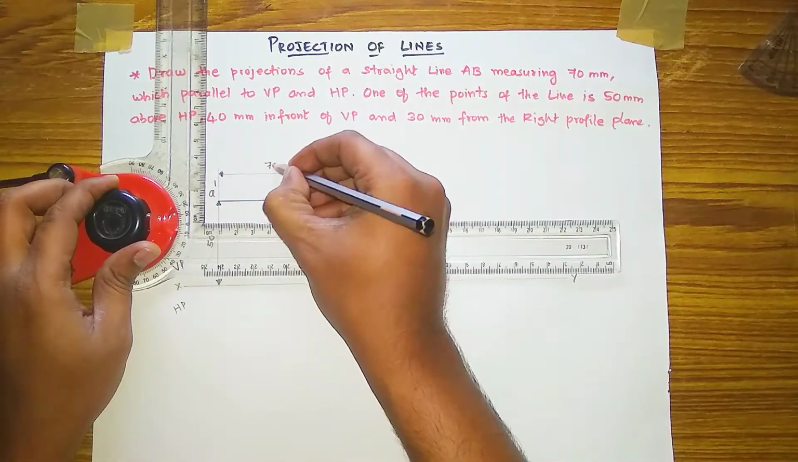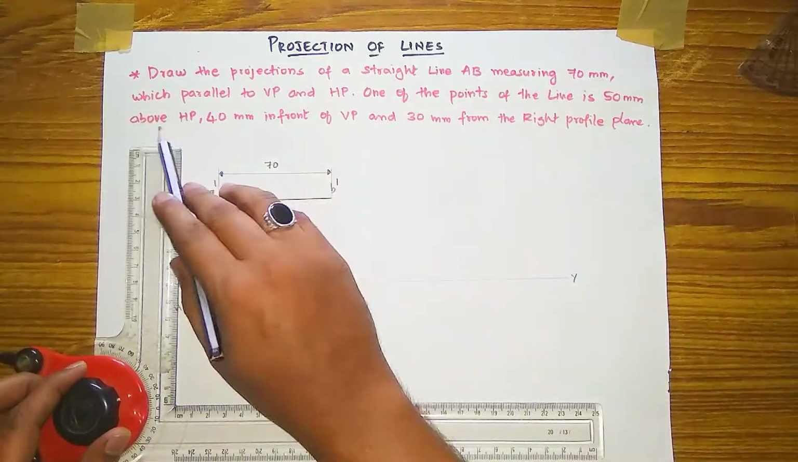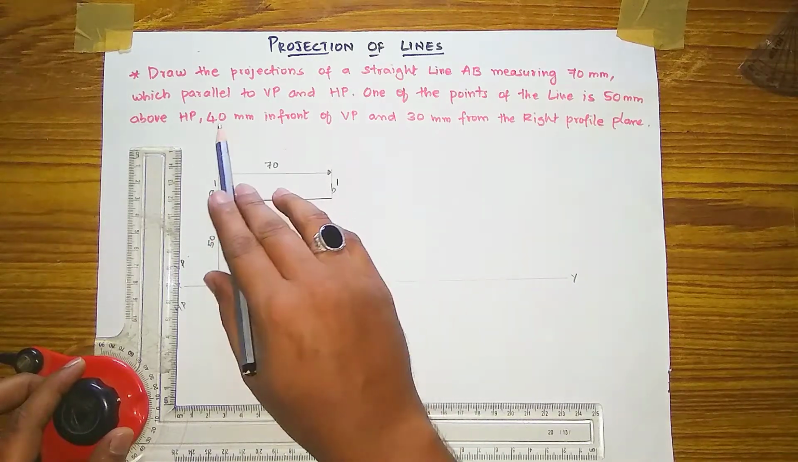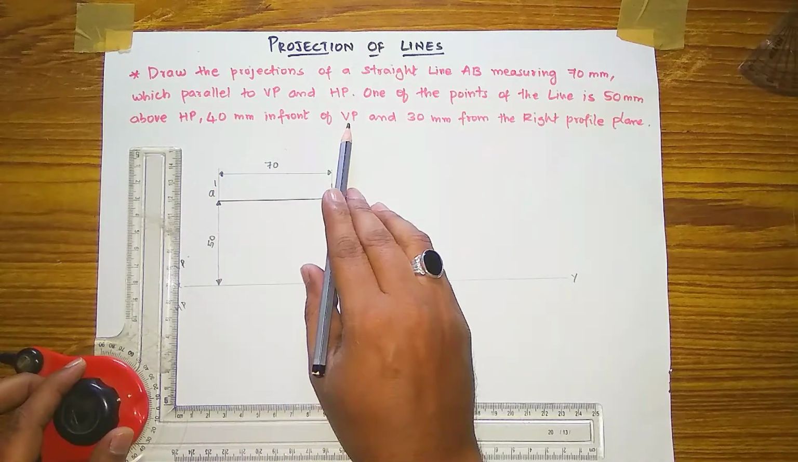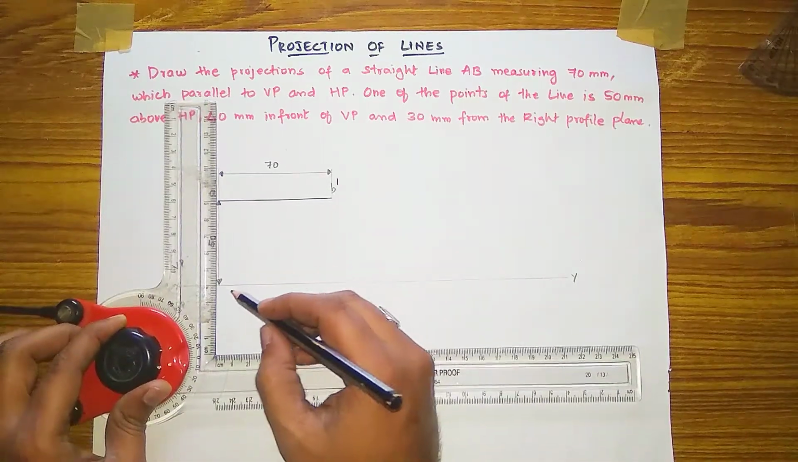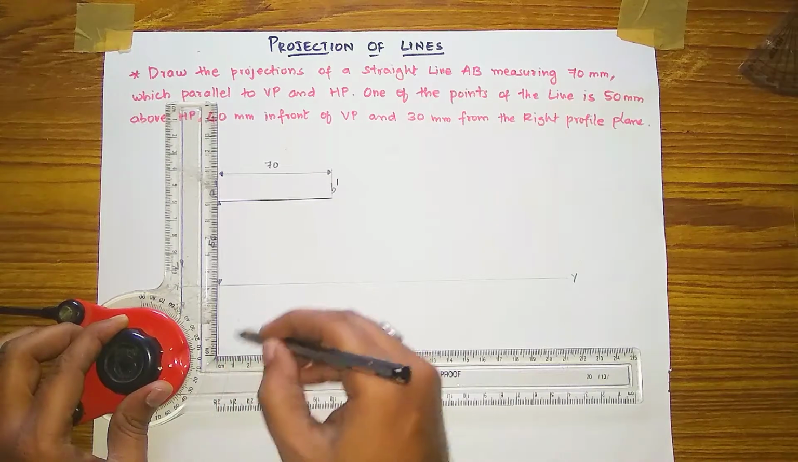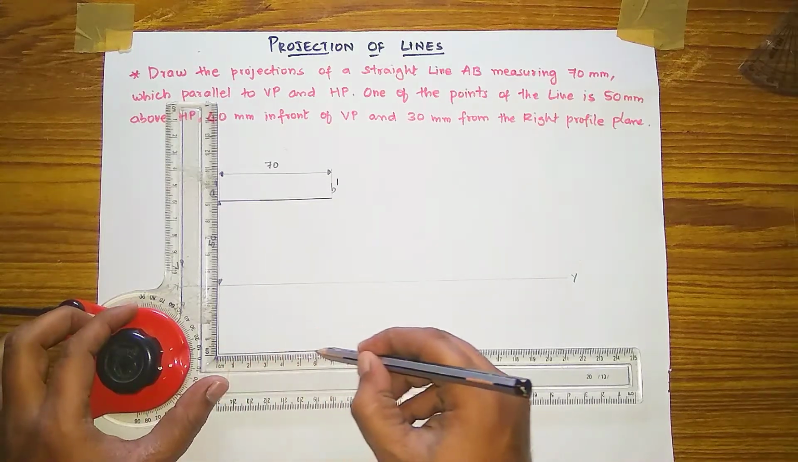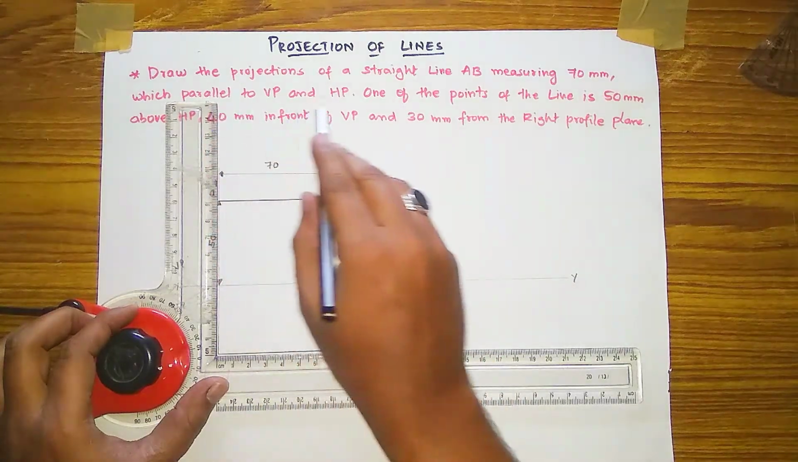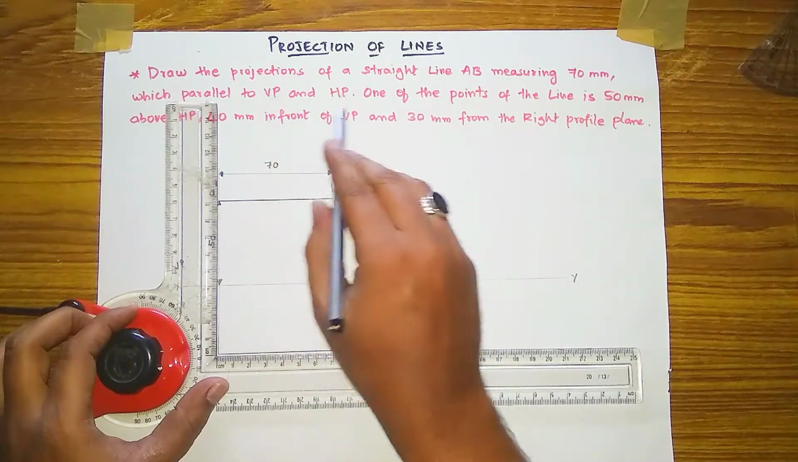and this is of 70 mm. Show the 70 mm distance also. Then above HP, one more line is there which is parallel to HP also. 40 mm in front of VP means you have to draw 40 mm distance on HP. So from the XY line you have to take 40 mm distance here, and you have to draw a parallel line, because this 70 mm line is parallel to HP also.